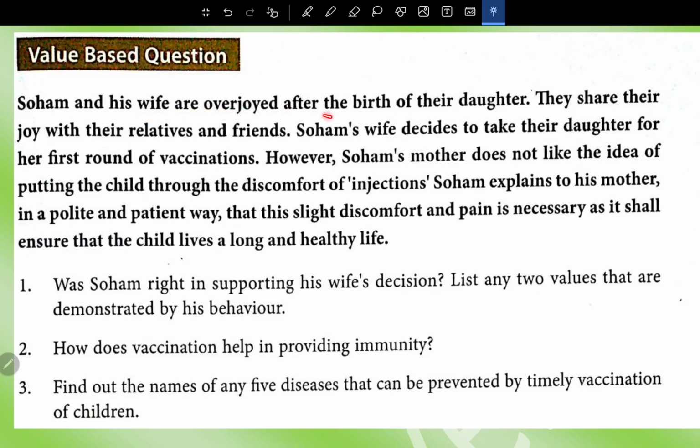Value based question. Soham and his wife are overjoyed at the birth of their daughter. They share their joy with their relatives and friends. Soham's wife decides to take the daughter for her first round of vaccinations. However, Soham's mother does not like the idea of putting the child through the discomfort of injection. Soham explains to his mother in a polite and patient way that this slight discomfort and pain is necessary, as it shall ensure that the child lives a long and healthy life. Was Soham right in supporting his wife's decision? List 2 values that were demonstrated by his behavior. How does vaccination help in providing immunity? Find out the names of 5 diseases that can be prevented by timely vaccination of children.